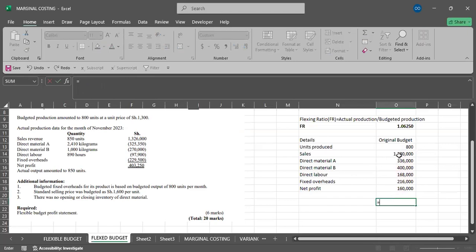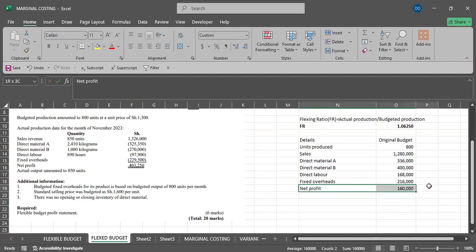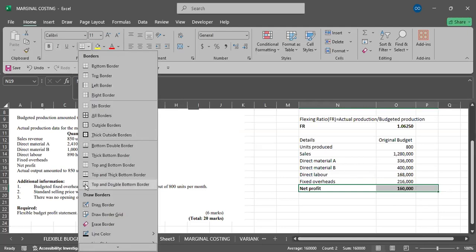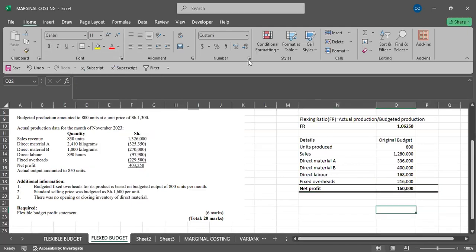Alternatively, someone will decide and say, okay, it is equal to total sales or revenue minus direct material A, minus direct material B, direct labor, fixed production overhead. So if I do that again, I'll be able to arrive at the same thing. Good. Confirm to me that we are all getting 160,000 as the net profit.